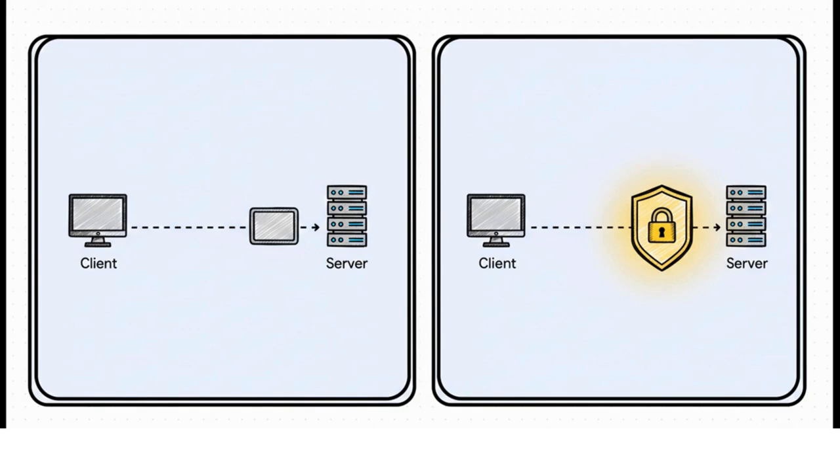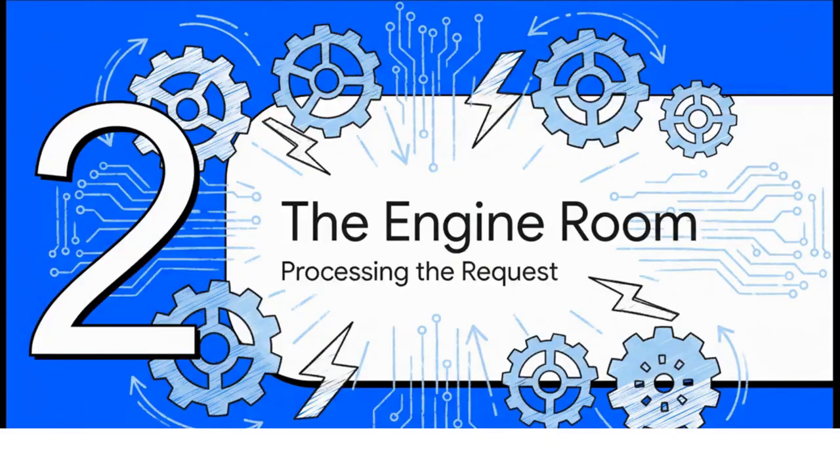But you've definitely seen that S on the end, HTTPS. That S is a huge deal. It stands for secure. It means that whole conversation between you and the server is encrypted, scrambled up so that nobody can listen in. Super important. So, our request has safely arrived. It's at the server's front door. Now we get to see the real magic happen. We're heading into the engine room, where the request is actually processed and all the work gets done.